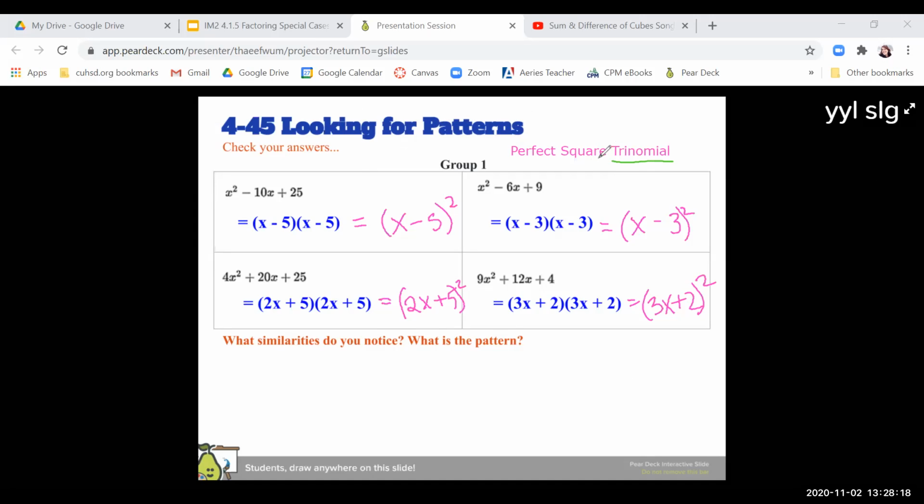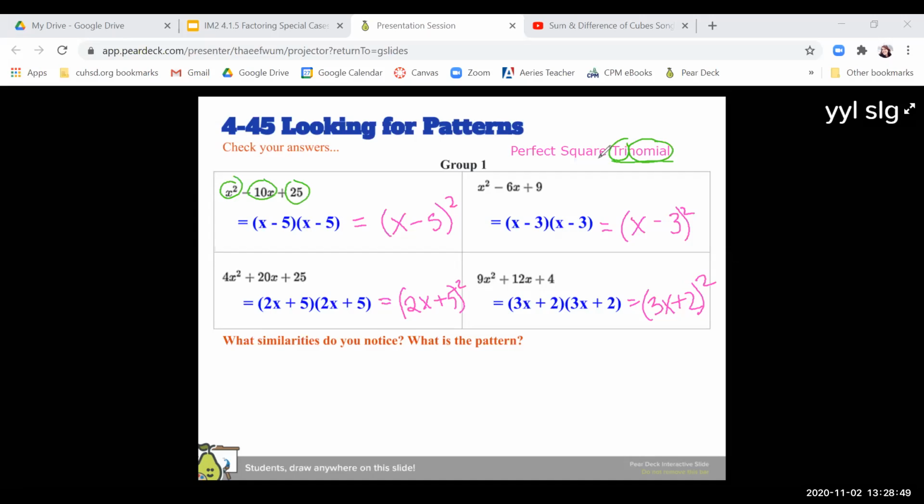means three numbers. Like tri is three, like tricycle has three wheels. Nomial means it's related to number. So when I say trinomial, what I mean is three terms in an expression. So our first example here, x squared, negative 10x, and 25, that's three terms. So therefore it's a trinomial. So when we're talking about a trinomial, we mean just an expression with three terms.